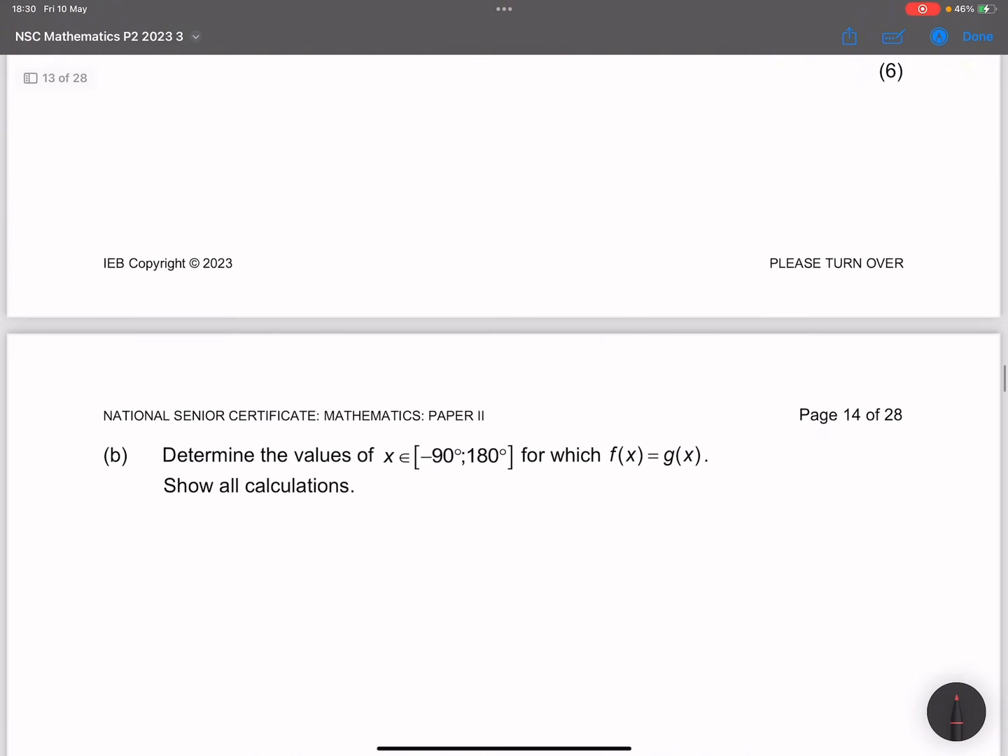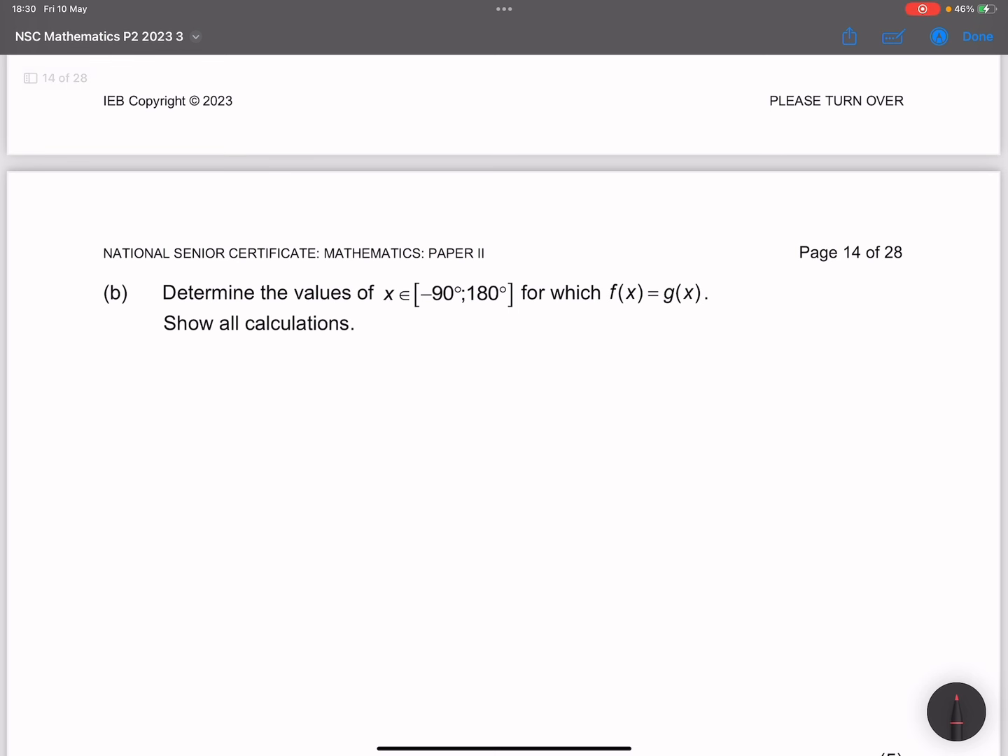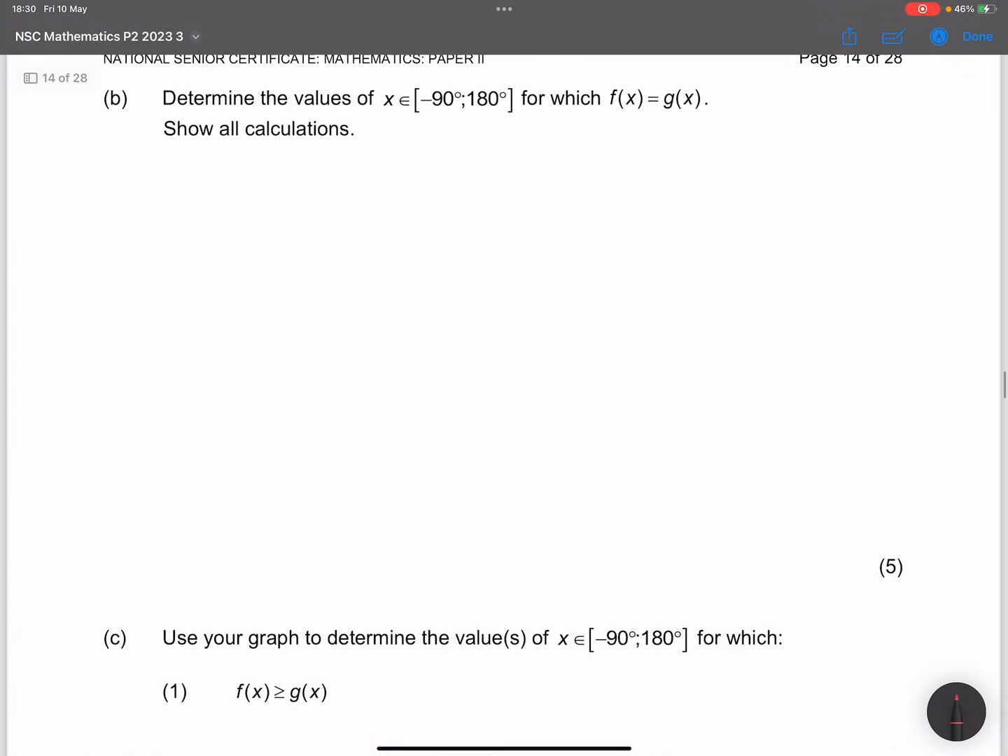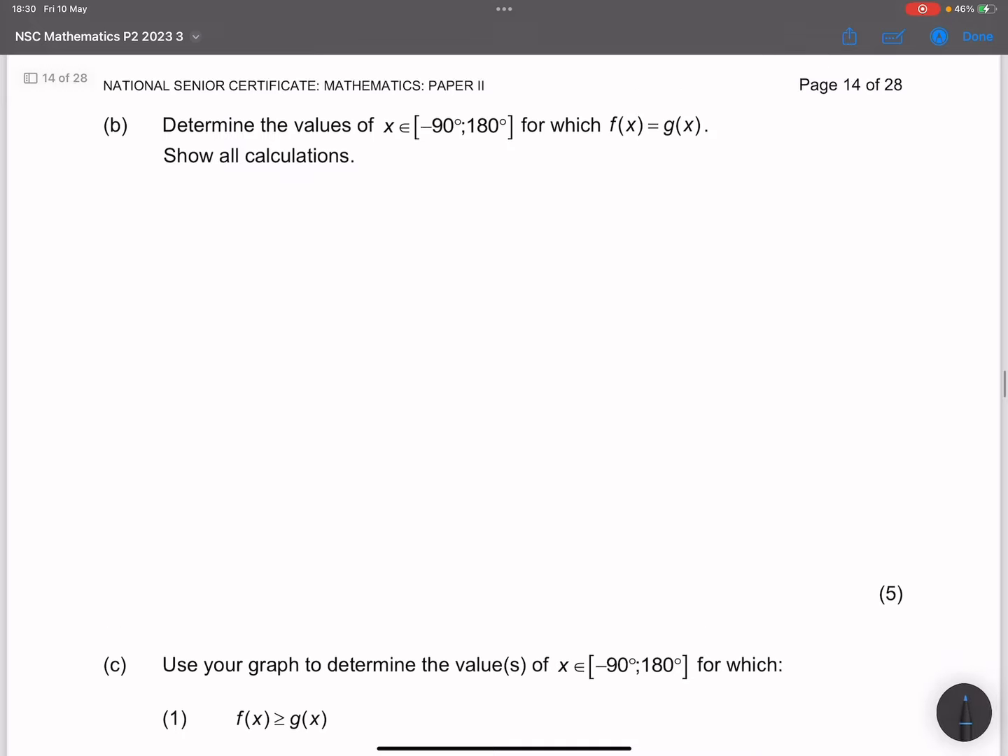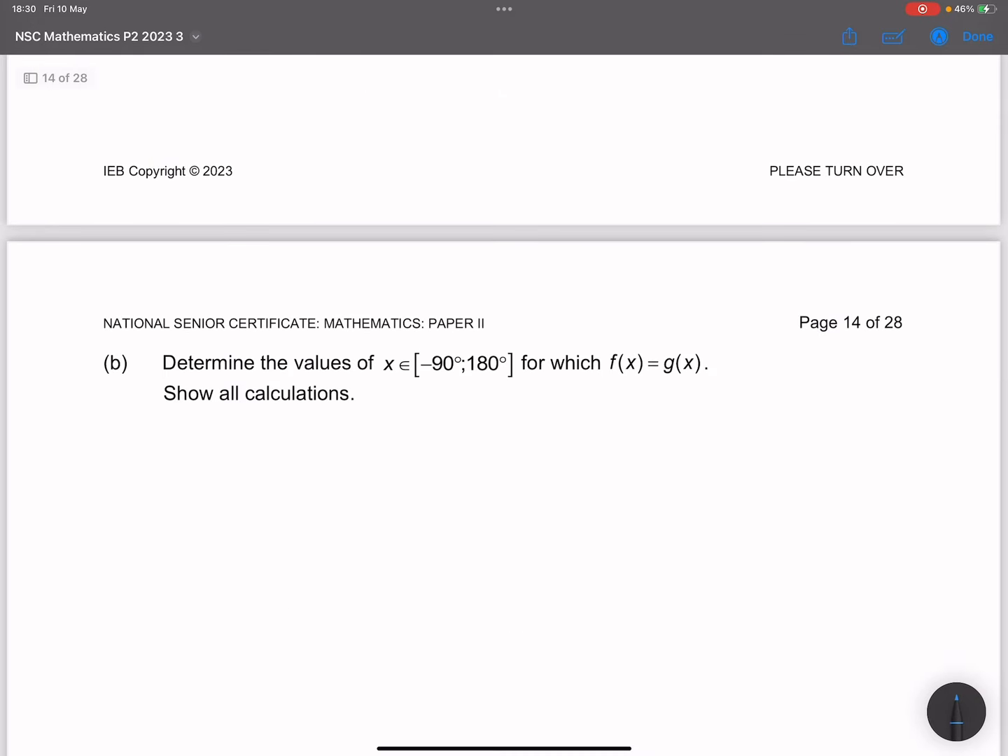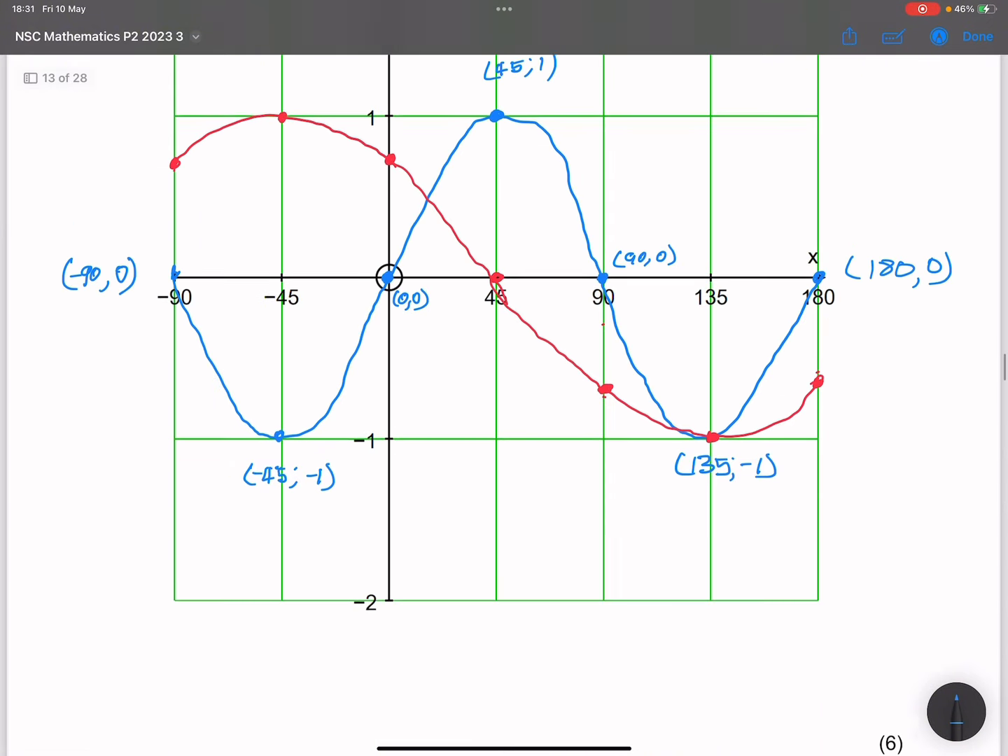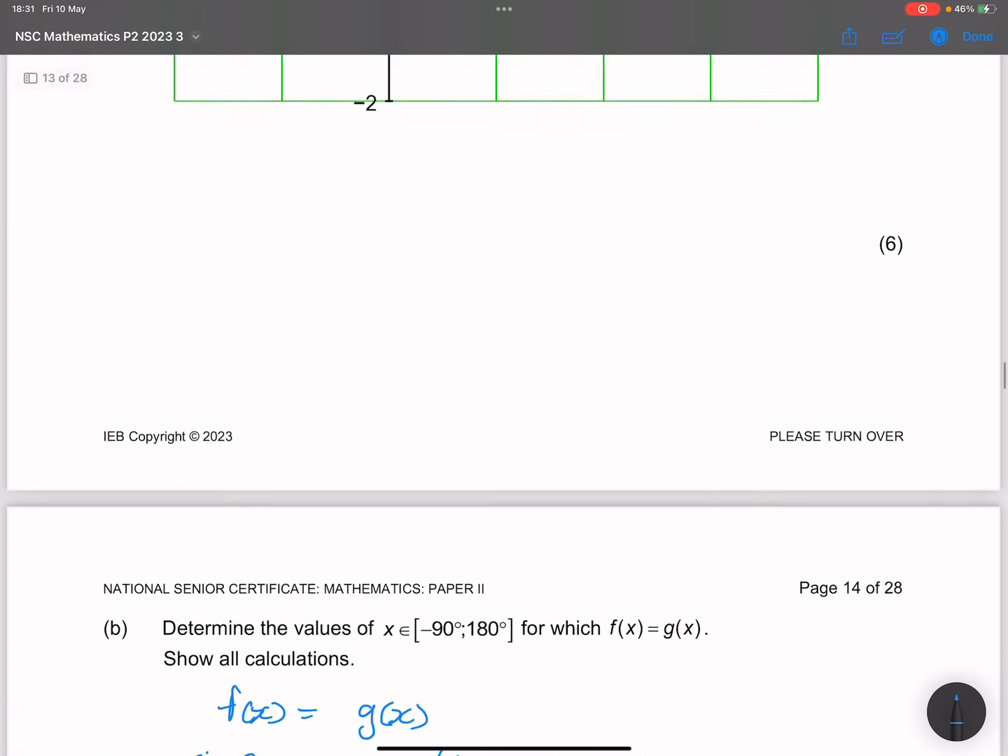They say determine the values of x where f of x is equal to g of x. All right, now they said we should calculate that. So f of x equal to g of x. So in this case, we've got the sine of 2x equal to cos of x plus 45.